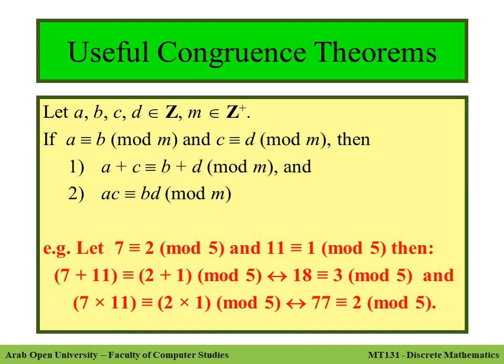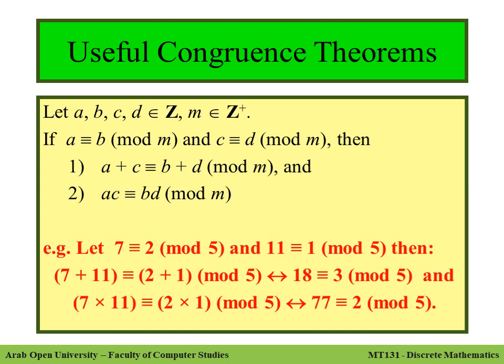Now, applying the two rules, the sum of the left-hand side must be congruent to the sum of the right-hand side. That means 7 plus 11 must be congruent to 2 plus 1. 7 plus 11 is just 18. 2 plus 1 is equal to 3. Is 18 congruent to 3 mod 5? Yes. And 18 minus 3 is equal to 15. It is divisible by 5, so this relation is correct. Okay, then the first formula works. The second formula, the product of the left-hand side must be congruent to the product of the right-hand side.